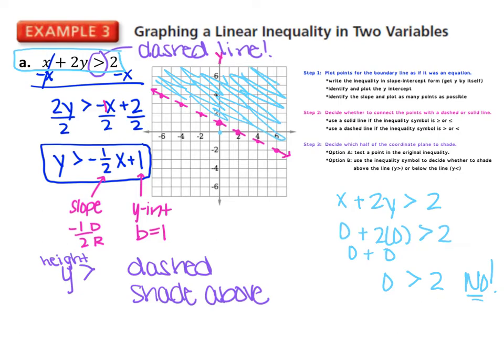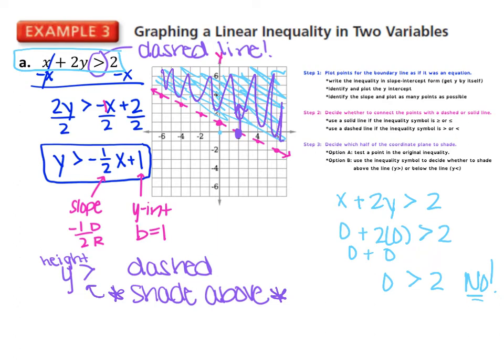So that's one option for figuring out how to shade. But the problem with the second option, even though it's going to be a little bit quicker, is sometimes using option B, we have to be really careful to make sure we didn't forget to flip our symbol around when we were getting y by itself. That's where option B was just looking at that symbol and saying since it was greater than, we were going to shade above. Above the line means putting our pencil on the line somewhere. I'm going to put it at that point right there and going up and saying that's the half that I need to shade.